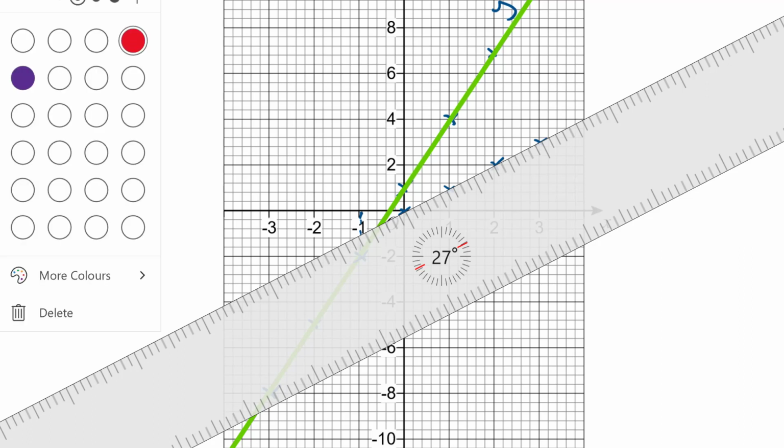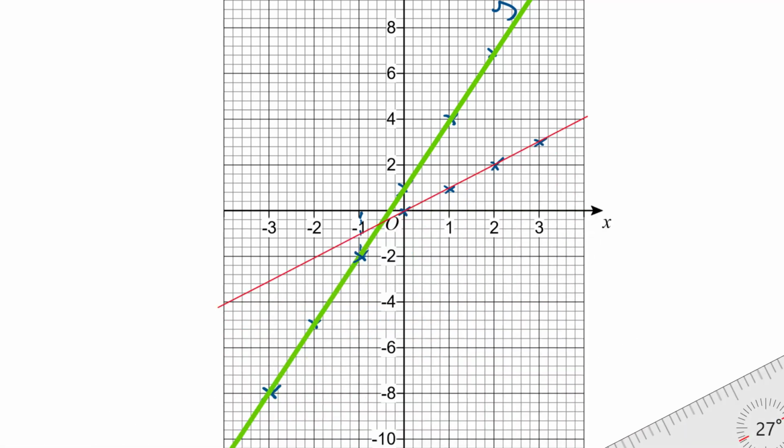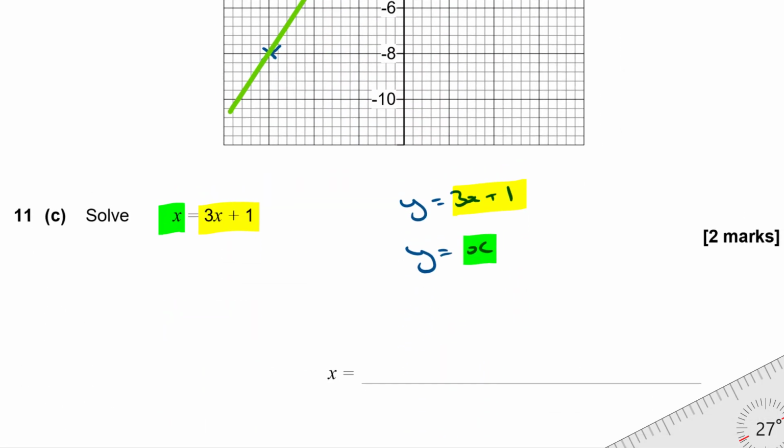Let's just put a fine line on. Okay, so you can see it intersects our line there. It's about at x is equal to minus a half. That's where it's cutting. Okay, so the solution for this equation is x equals minus a half.